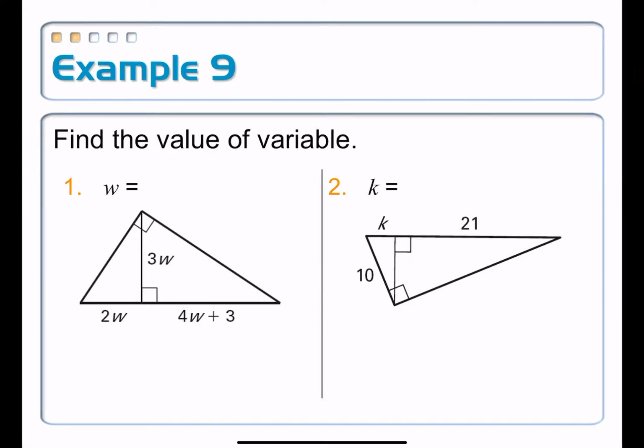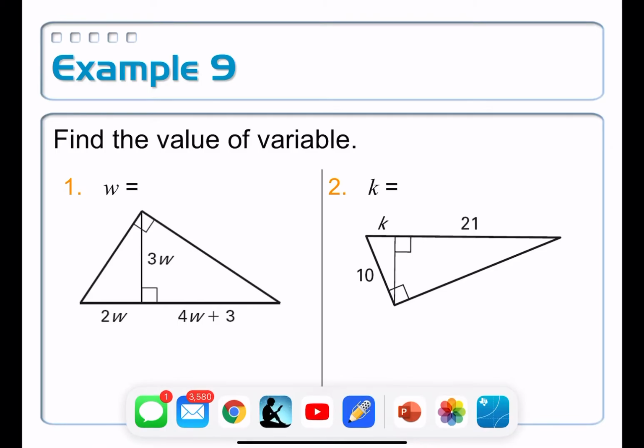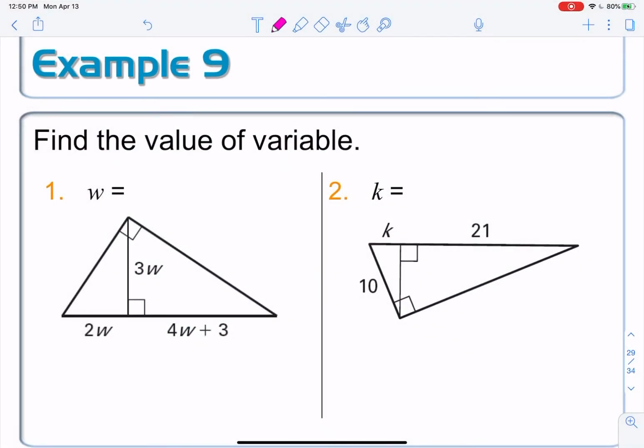Let's see how you did in example 9. Find the value of each one of these variables. Let's go to a place where I can write. Okay. Over here on the left-hand side, on number 1, notice that we have the length of the altitude and we have the two individual pieces of our hypotenuse. And this looks like it's set up to be a heartbeat.